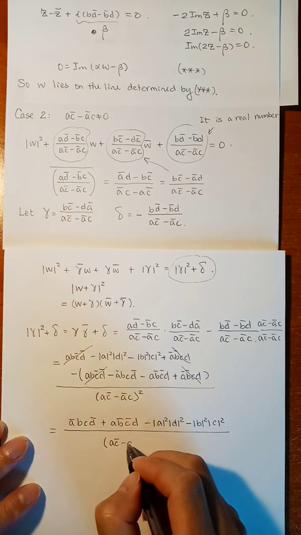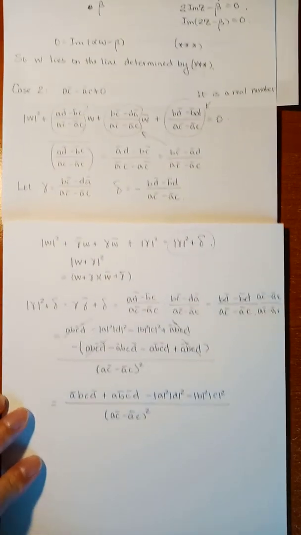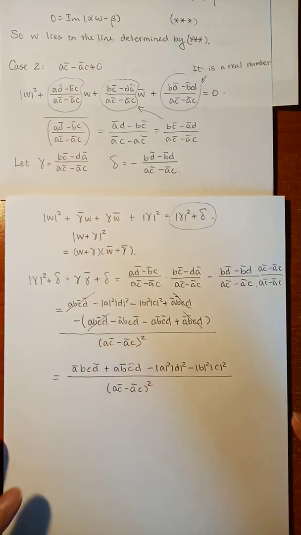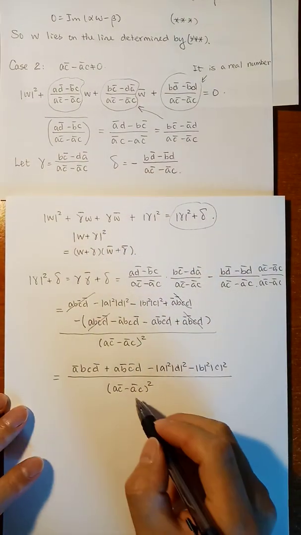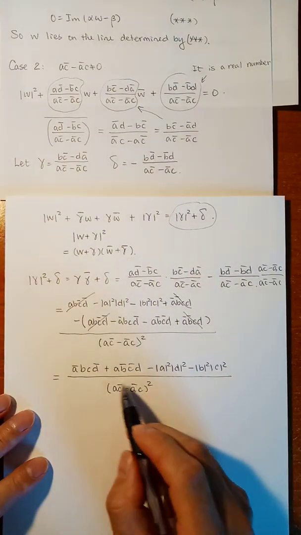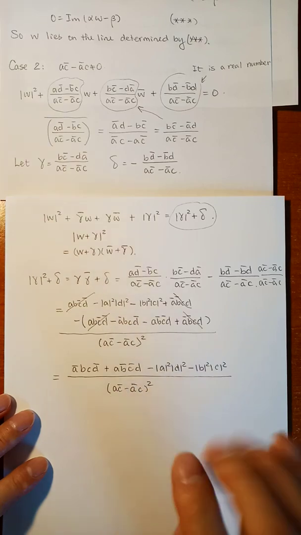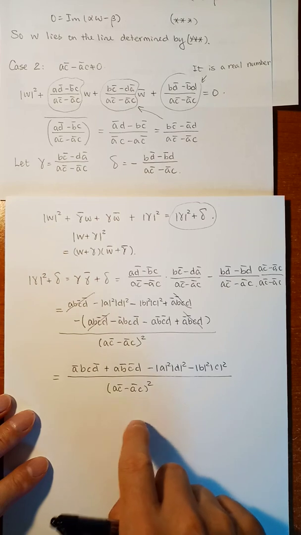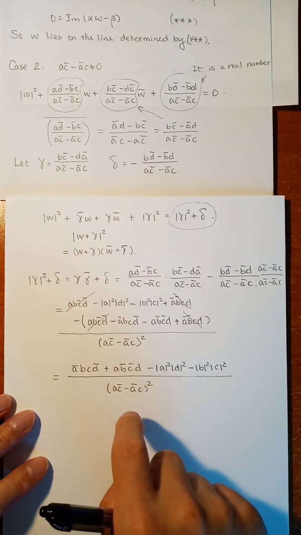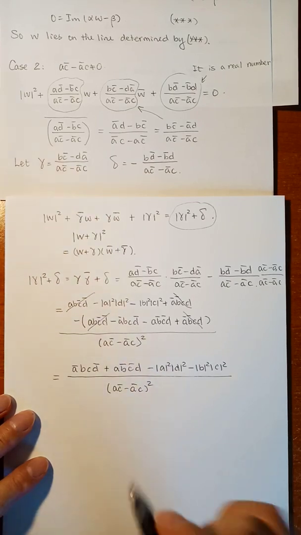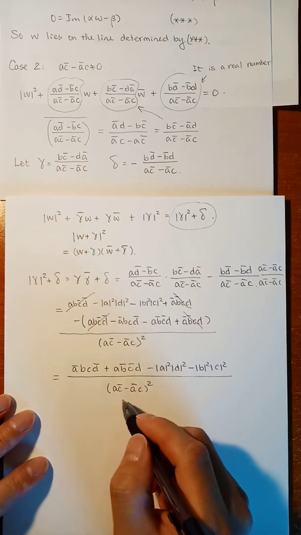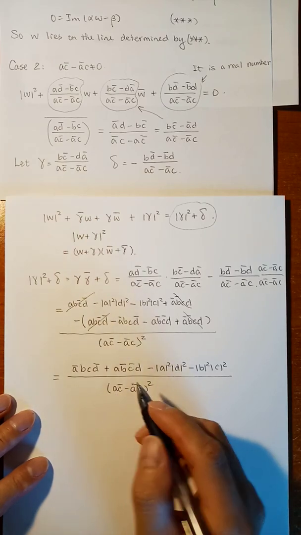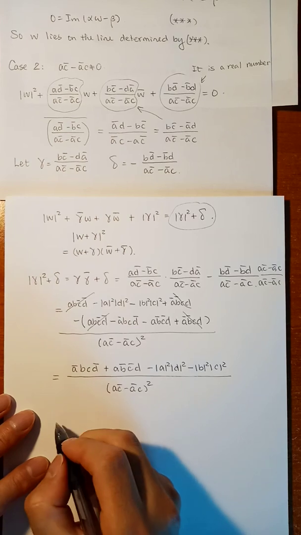And AC bar minus AC square. Okay, now it's about the factorization. Be careful, keep in mind, without a square, it's a pure imaginary number. With a square, it becomes a negative number. So if we don't want a negative number, we need to factor out the negative sign.